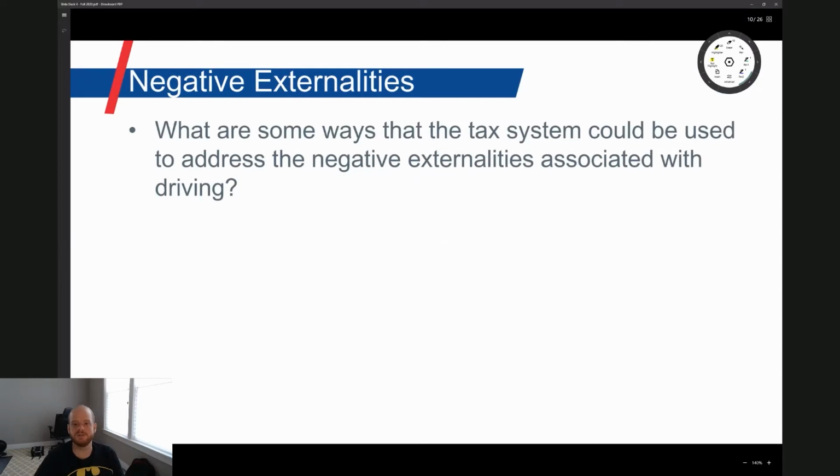So here's a question to think about, right? What are some ways that the tax system could be used to address the negative externalities associated with driving? We talked about this, right? We have excise taxes on gasoline and diesel. We have credits for purchasing electric vehicles. So all of these are examples of a Keynesian view of taxes: taxes trying to shift behavior in a certain direction.